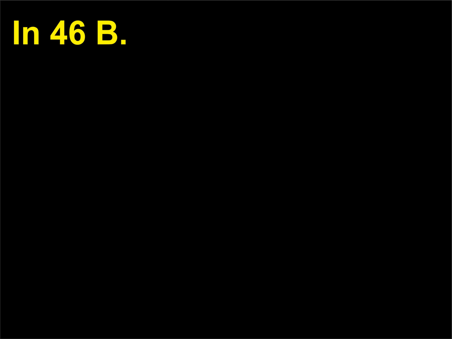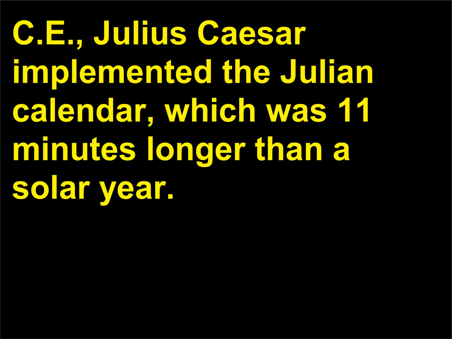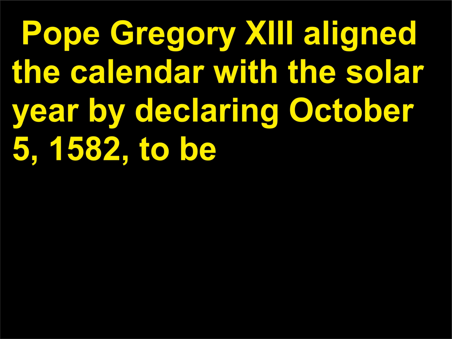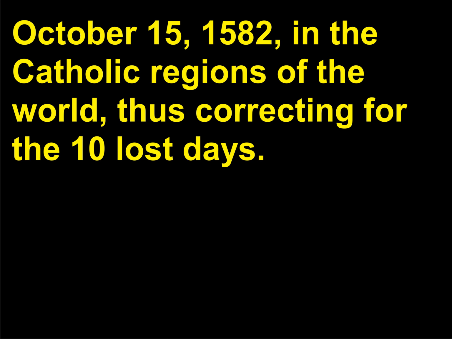In 46 BCE, Julius Caesar implemented the Julian calendar, which was 11 minutes longer than a solar year. By 1582, those 11 minutes each year had added up to 10 days. Pope Gregory XIII aligned the calendar with the solar year by declaring October 5, 1582, to be October 15, 1582, in the Catholic regions of the world, thus correcting for the 10 lost days.